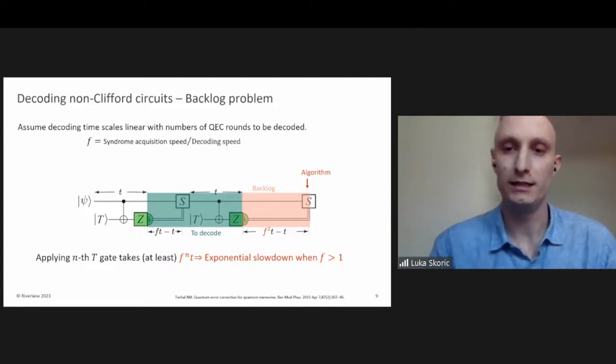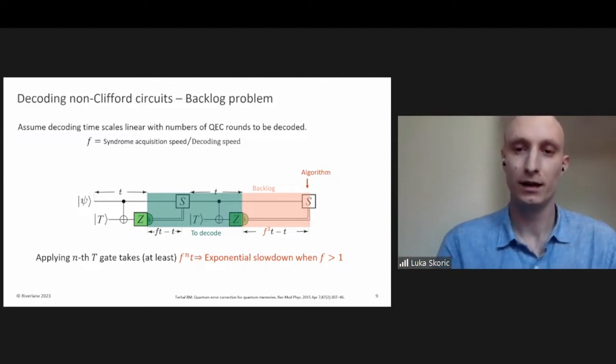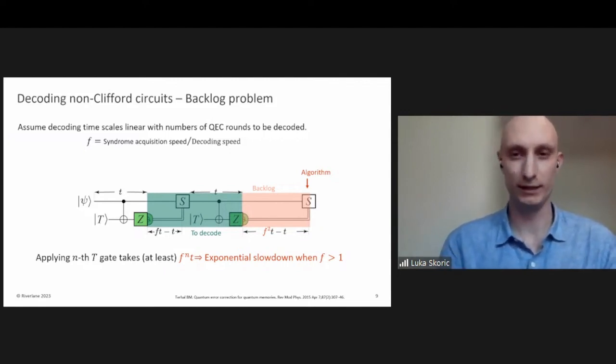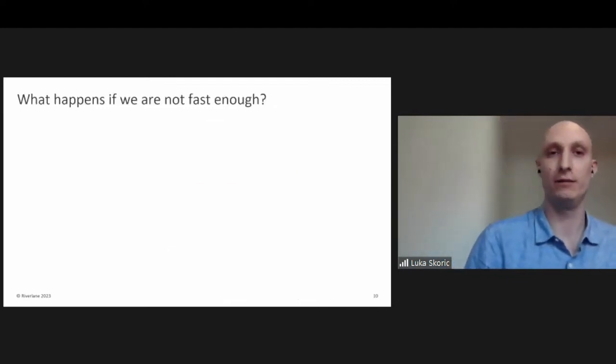So if we keep doing this, we see that the nth T gate takes at least F to the n time, and this leads to an exponential slowdown for each subsequent T gate. But let's see what happens if we're not fast enough in practice.